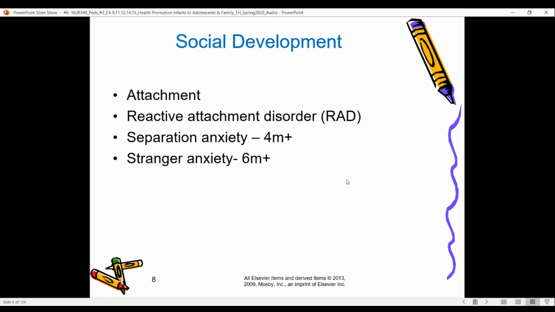Other things that we see with social development: separation anxiety starts around 4 months of age. Before this point, babies can be passed off to different people, and they don't really care as long as somebody's holding them and meeting their needs. It's not so much of a problem before this point. But about 4 months of age, they start getting a little anxious when they're separated from that primary caregiver.